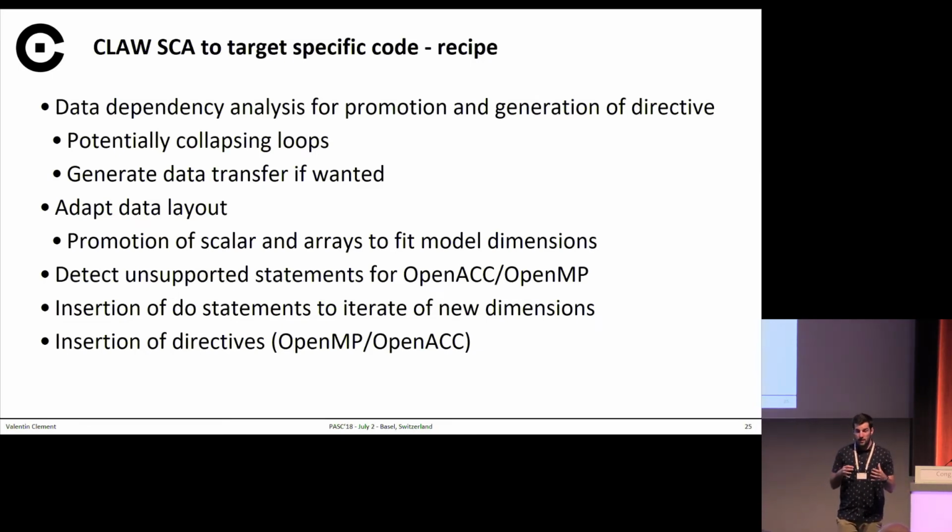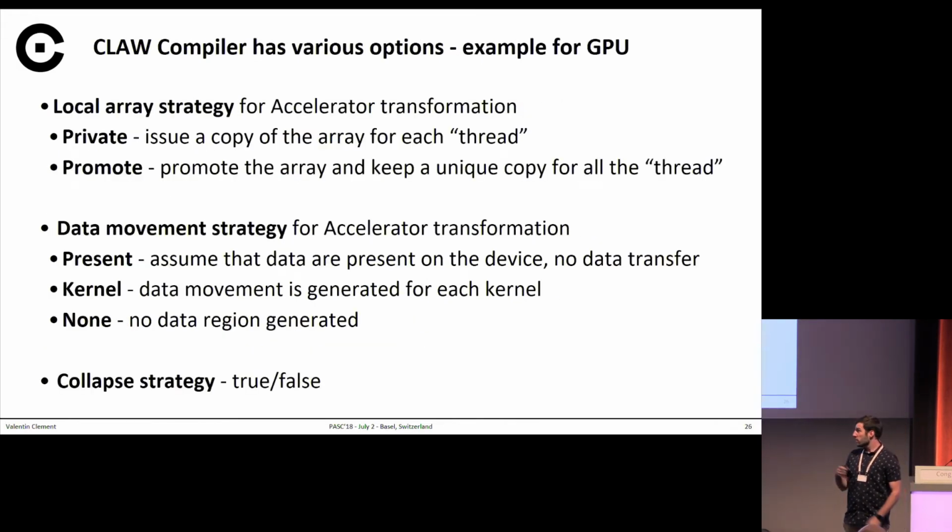Of course, we adapt the data layout, so it means if a variable in the model is a 3D array, but in the single column abstraction it has been stripped down to 2D arrays, we can issue a promotion. We can detect any unsupported statements that will not work with the target directive that we want to apply. If we can, we move the statements directly on the fly, otherwise we just issue a warning to the user. And of course, then we insert back the dimension that we have abstracted, and we insert the directives if the user asked for it.